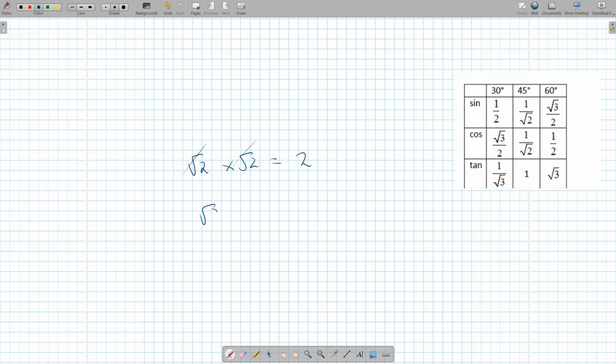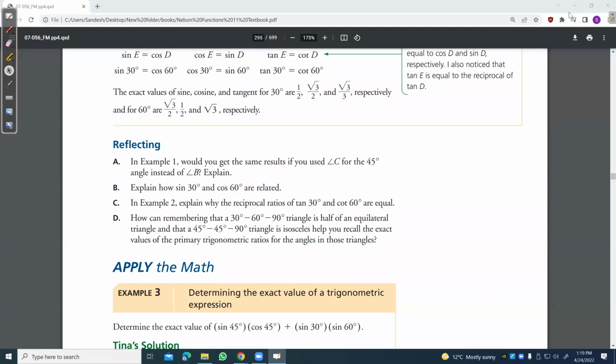There's another question. Root 2 times root 3. Root 6. Okay, the root doesn't cancel out in this case. So root 4 times root 8 would be root 32 and so on. So keep that in mind. It only cancels out if it's the exact same number. It needs to be the exact same number.